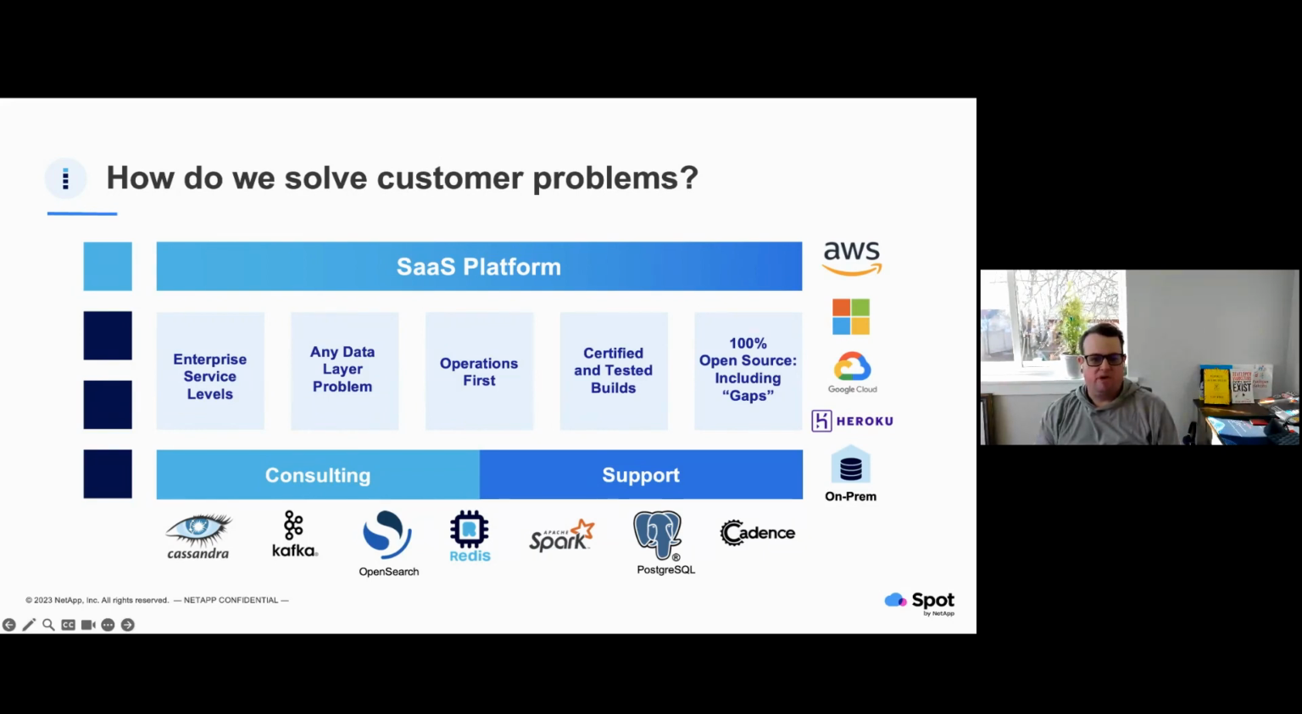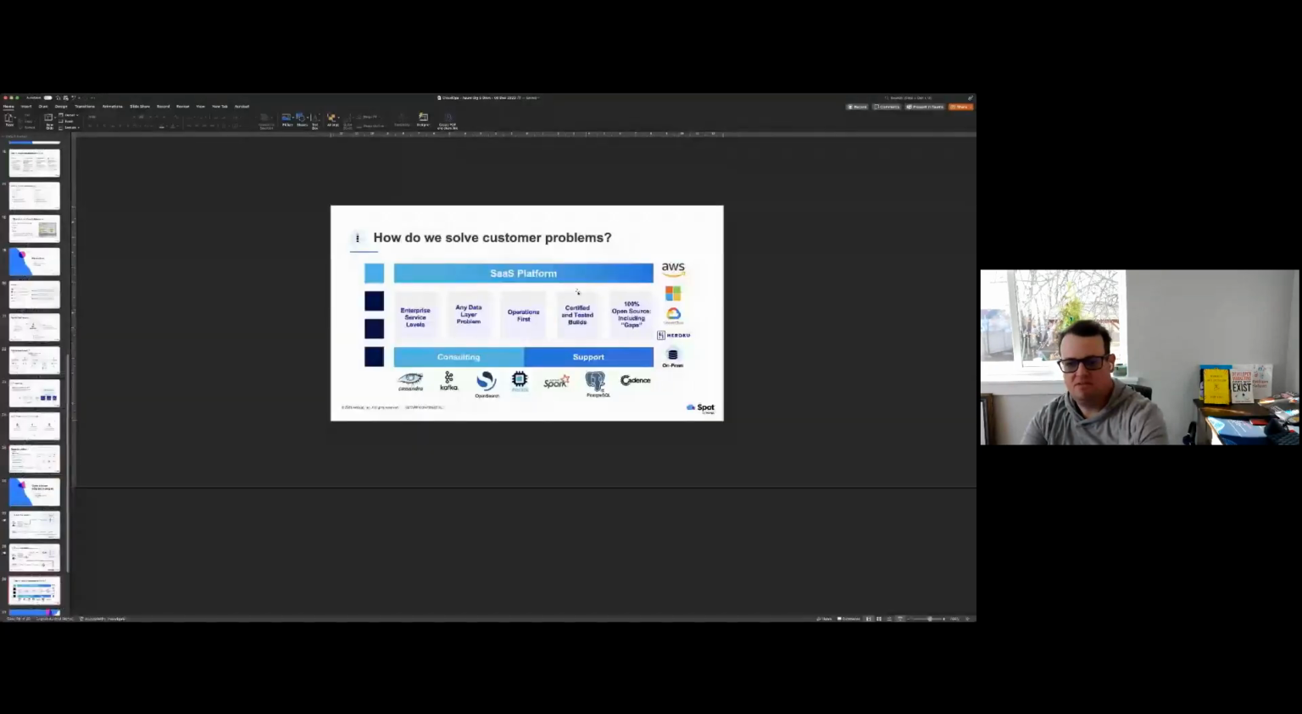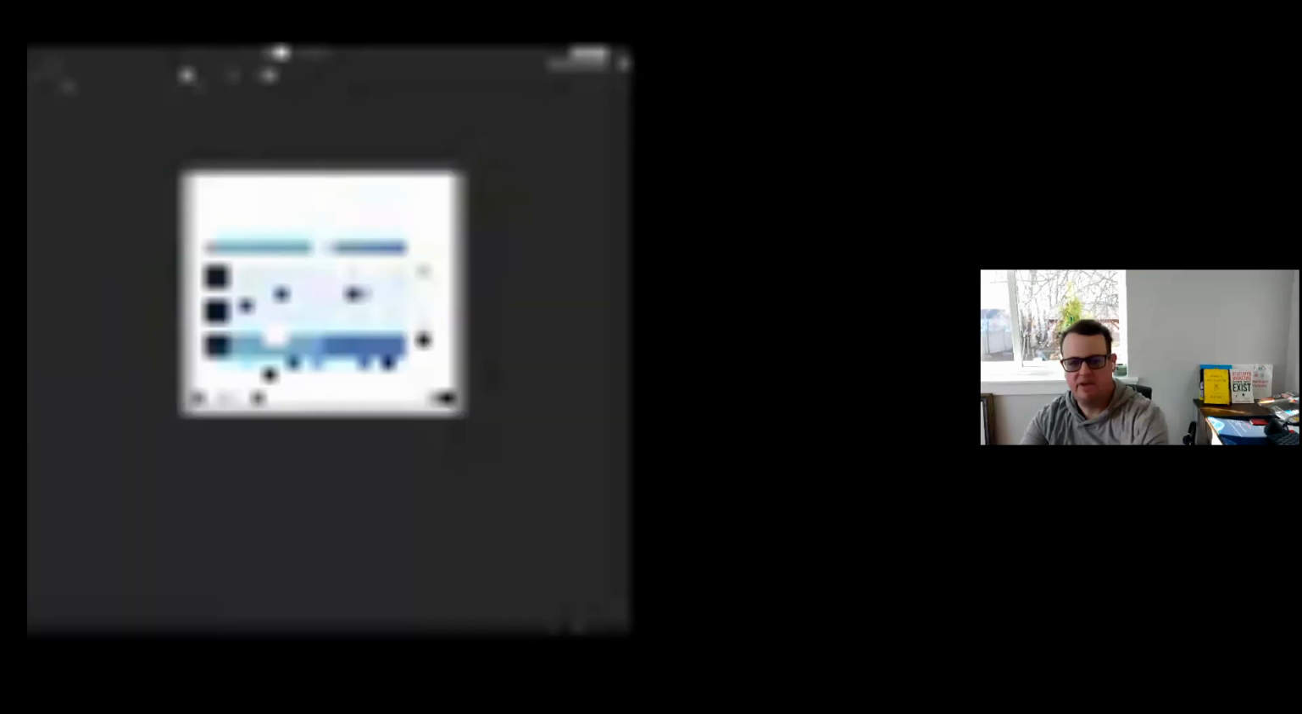And we can 100% support your open source data management problems, including gaps in your team, right? Even if you just need somebody to back you up for a little bit, we have that ability. So let's look at what the platform looks like. I'm going to swap out here to the browser. And if there are any questions while I'm doing that, we can address those.